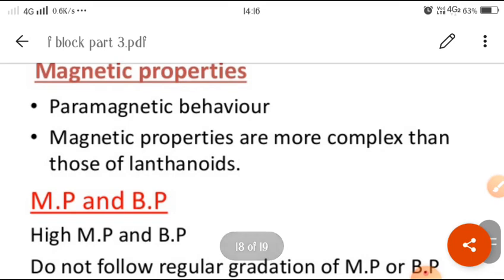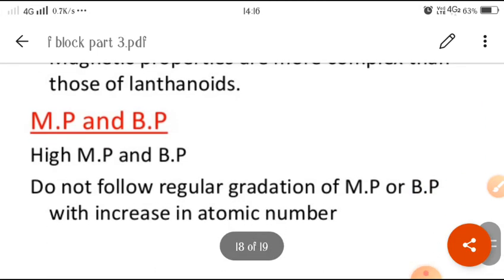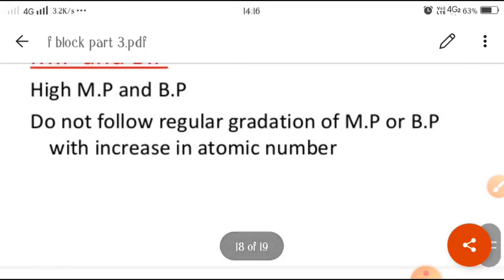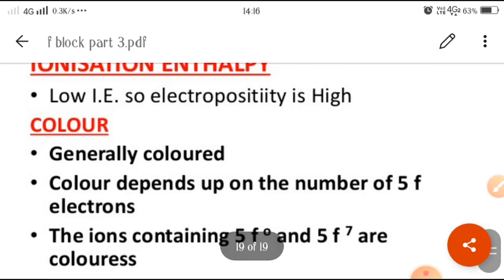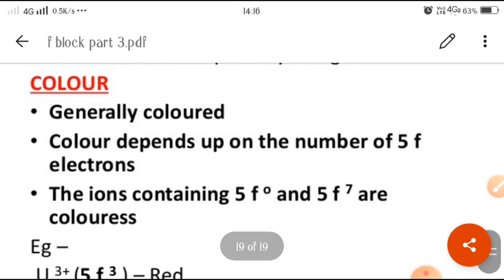They are paramagnetic in nature, but paramagnetism is more complex than that of lanthanides as they are highly radioactive. They have high melting and boiling points. They do not follow regular gradation of melting and boiling point with increase in atomic number because of the radioactive nature. We don't know the correct variation and it's highly complex. The ionization enthalpy is low and they are highly electropositive. These are also colored because they have unpaired electrons in 5f. Again 5f-5f transition can take place.